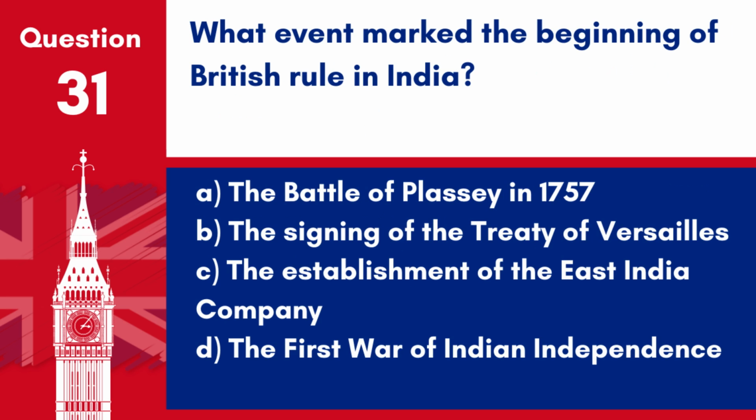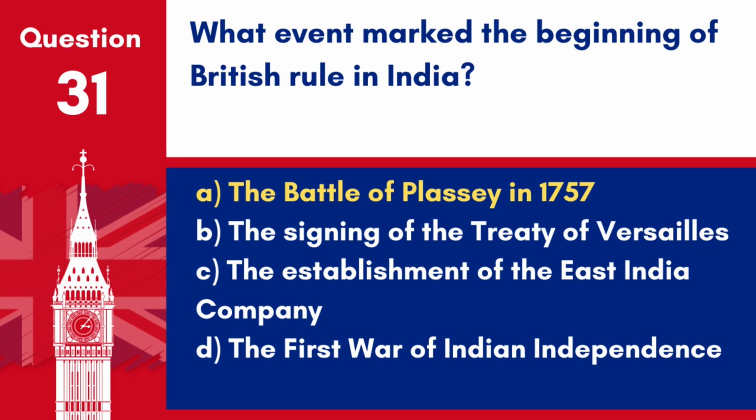Question 31. What event marked the beginning of British rule in India? A. The Battle of Plassey in 1757. B. The signing of the Treaty of Versailles. C. The establishment of the East India Company. D. The First War of Indian Independence.